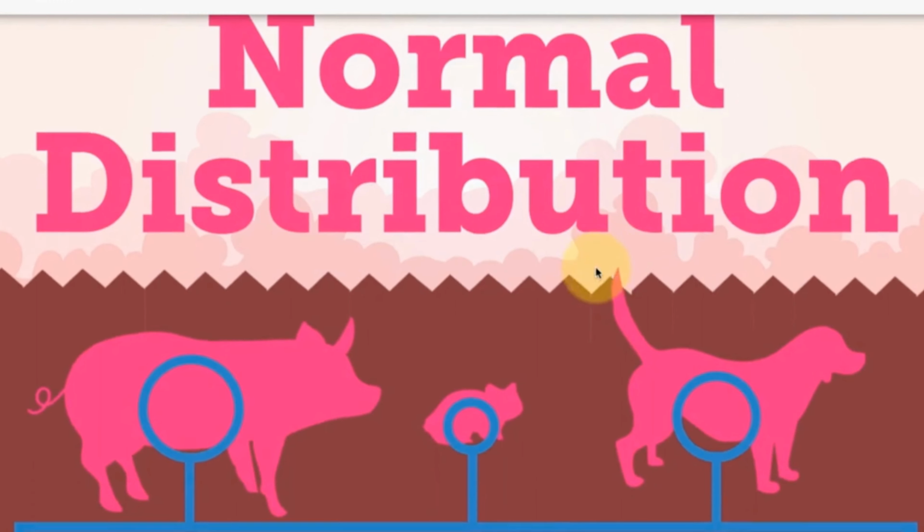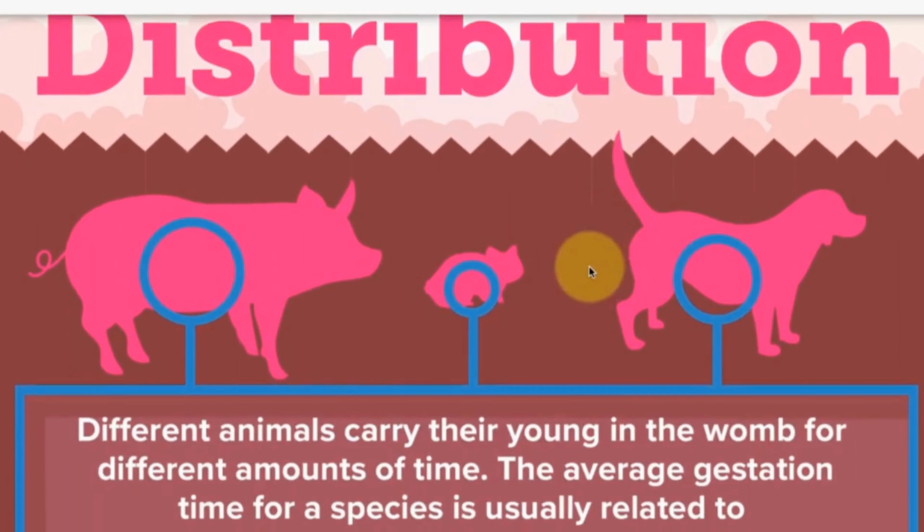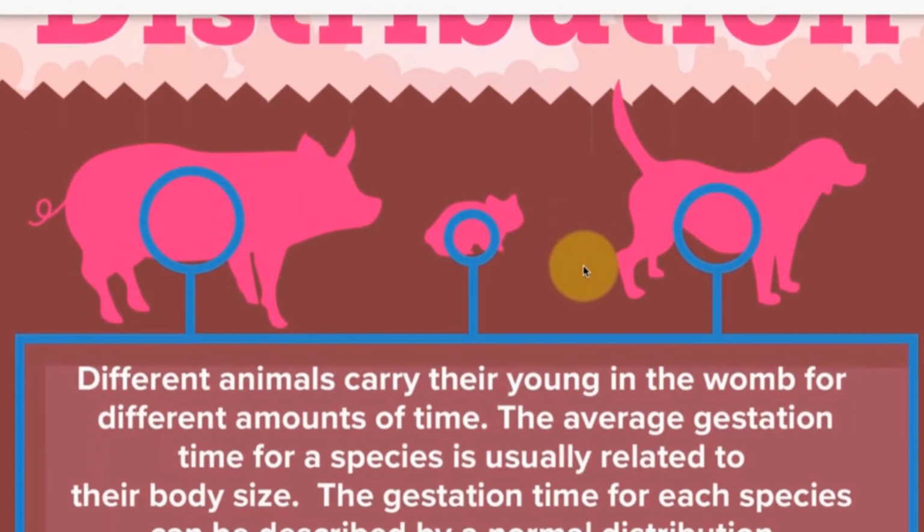All right, what are my 3 animals here? I have a pig, hamster, and a dog, which is a specific one. It's a beagle. Different animals carry their young in the womb for different amounts of time. The average gestation or pregnancy time, how long the baby's inside the animal, for a species is usually related to their body size. The gestation time for each species can be described by a normal distribution. Our normal distribution is a continuous symmetric bell-shaped distribution of a random variable. All right, there are our 3 babies.